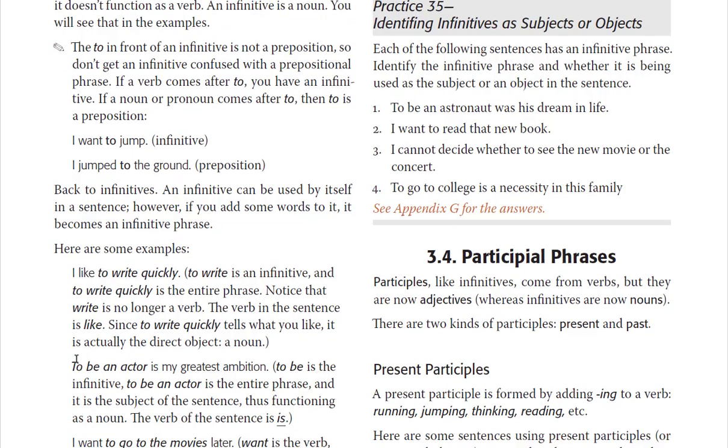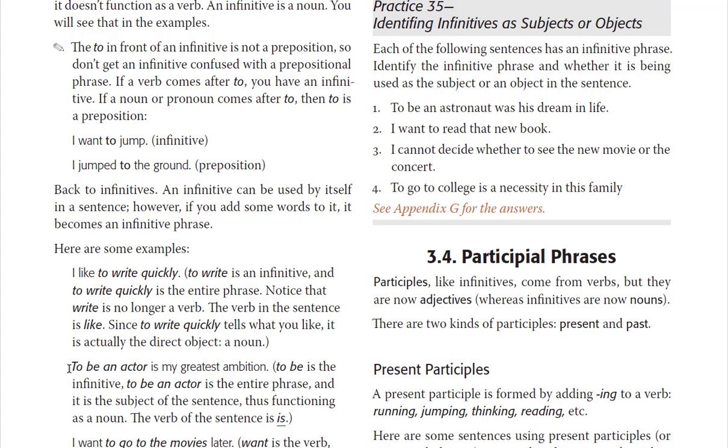To be an actor is my greatest ambition. Here, to be an actor is an infinitive phrase used as a subject. Here you have an infinitive phrase used as an object, and here you have an infinitive phrase used as a subject. So to be is the infinitive, and then to be an actor is the entire infinitive phrase, and it's being used as a subject. Thus, it's functioning as a noun. So that's what I was saying. To be an actor, subject, is, verb, my greatest ambition, object.